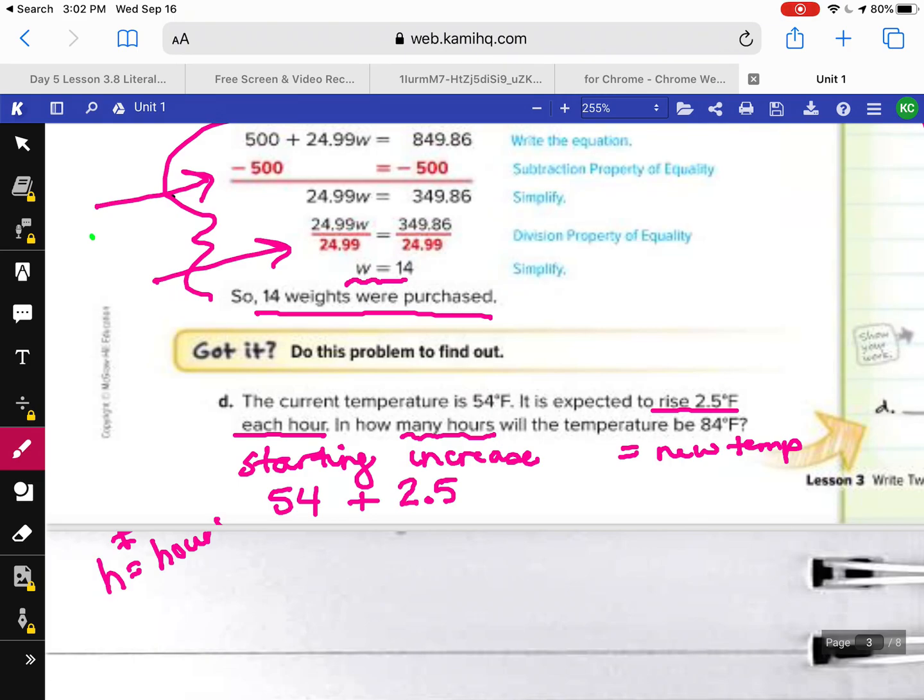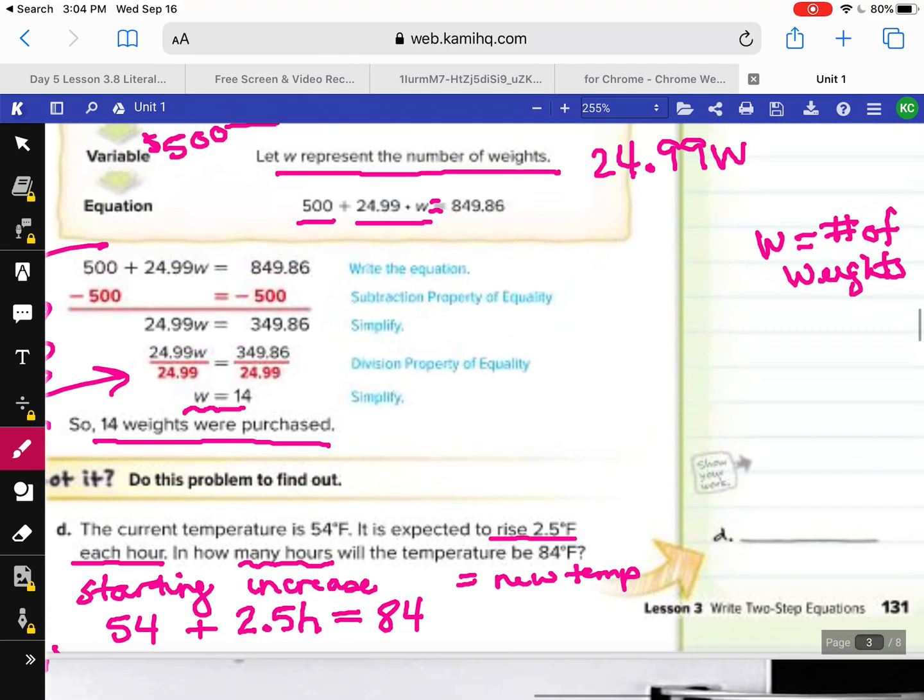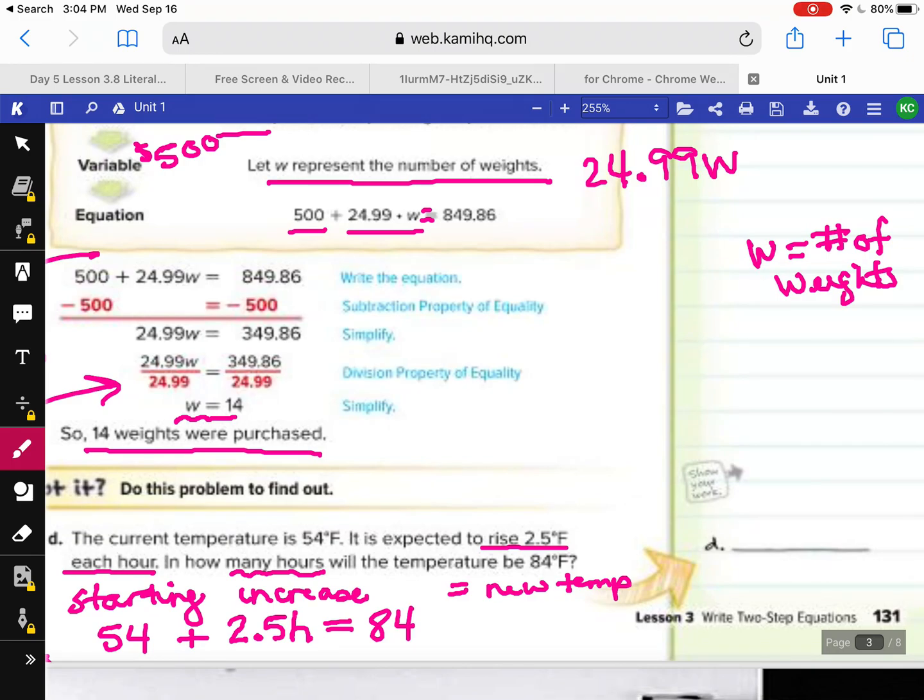So if I have 2.5 degrees Fahrenheit for 1 hour, 1H, but maybe I want to look at 5H or 6H, then I'm able to use a variable, because remember, the variable means that that number can vary. And I want to figure out how many hours until I get my new temperature of 84 degrees. And I'm going to do my work over here. I have 54 plus 2 5/10 hours.